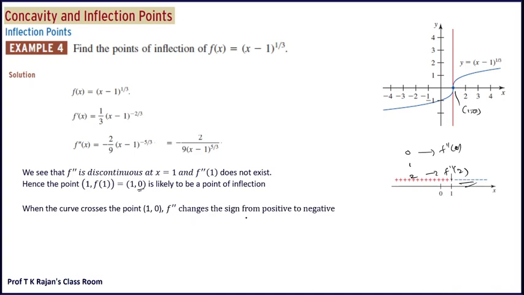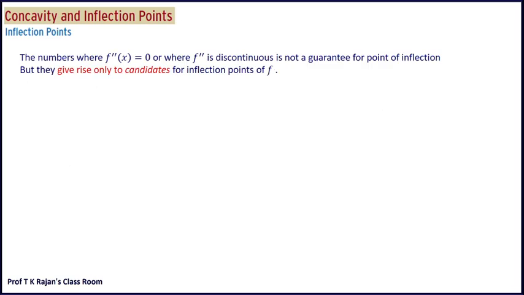f double dash changes the sign from positive to negative, and therefore (1, 0) is a point of inflection. Another fact you should understand is that the points of inflection occur at x where f double dash of x equals 0, or, if x is a point of inflection, then f double dash x will be 0, or f double dash x does not exist.